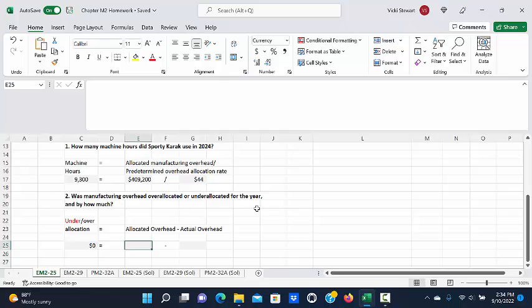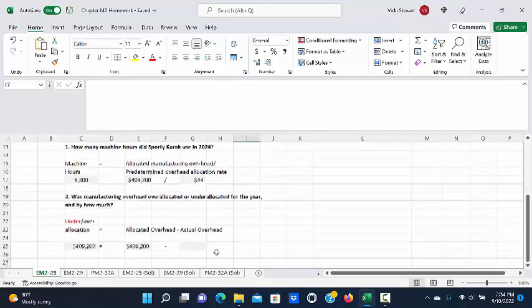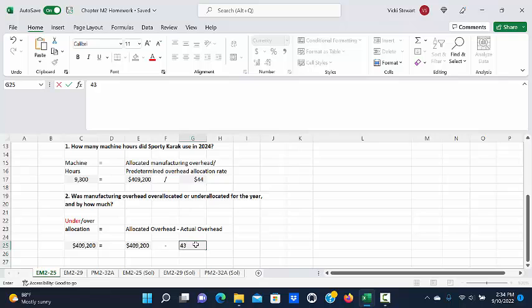In part 2, it says, was manufacturing overhead overallocated or underallocated for the year, and by how much? We know that the overhead that was allocated was $409,200. The actual overhead was $432,000, which was more than the amount that was allocated, so we had an underallocation of $22,800.